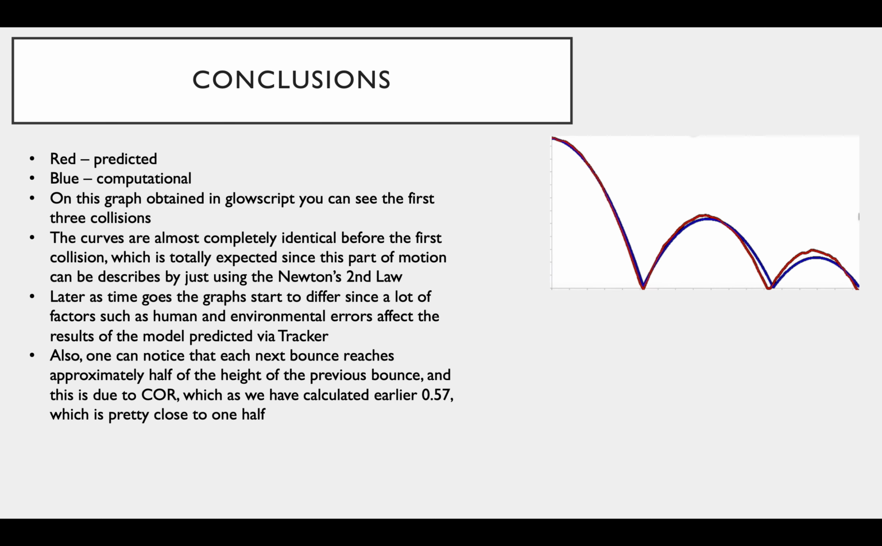Later, as time goes, the graphs start to differ since a lot of factors such as human and environmental errors affect the results of the model predicted via Tracker. Lastly, one can notice that each next bounce reaches approximately half of the height of the previous bounce, and this pattern is due to the coefficient of restitution, which, as we calculated earlier, is equal to 0.57, which is approximately 1/2.